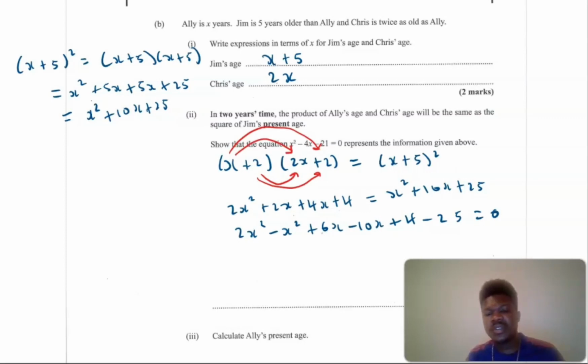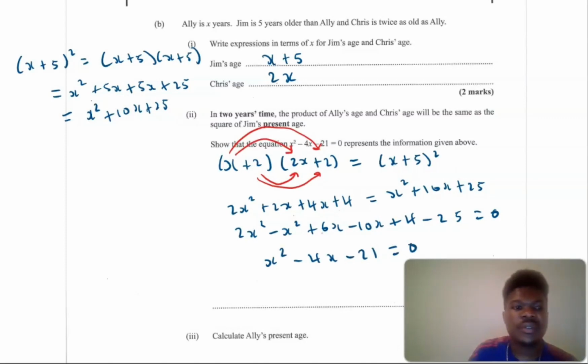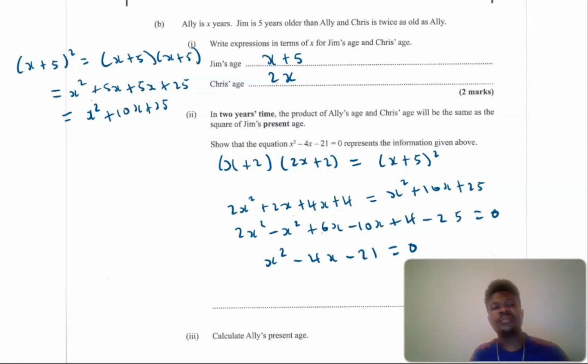Now 2x squared minus x squared is just going to give us x squared. 6x minus 10x is minus 4x. 4 minus 25 is negative 21, equal to 0. And we have proven it. So we can see here it has been proven. So there we are. It says x squared minus 4x minus 21 equals 0.